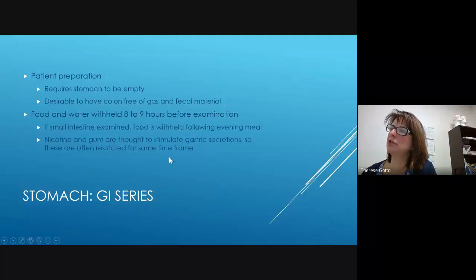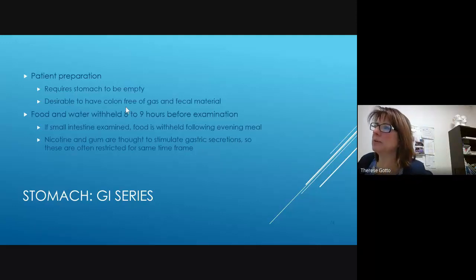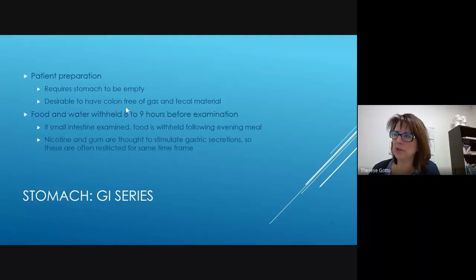Okay, so for the upper GI series, NPO for 8 hours prior to the examination, you want the patient's stomach to be empty. You would like them to be prepped in the entire bowel, but that is not necessary for this exam. Okay, food is withheld after the evening meal the day before if you're going to do a small bowel follow through as well. Okay, don't let them chew gum or smoke cigarettes because of the gastric secretions it stimulates.